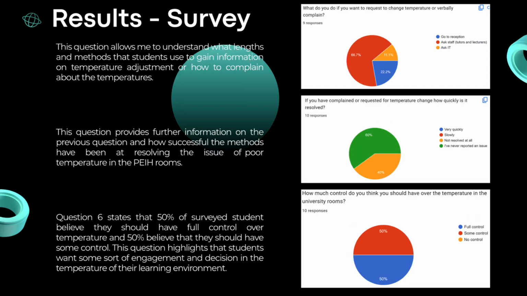This next question allows me to understand what lengths and methods that students use to gain information on temperature adjustment, or how to complain about the temperatures. The next question provides further information on the previous question and how successful these methods have been. Question 6 states that 50% of surveyed students believe that they should have full control over temperature, and 50% believe that they should have some control. This just represents that students at least want some decision and engagement with the temperature of their learning environment.